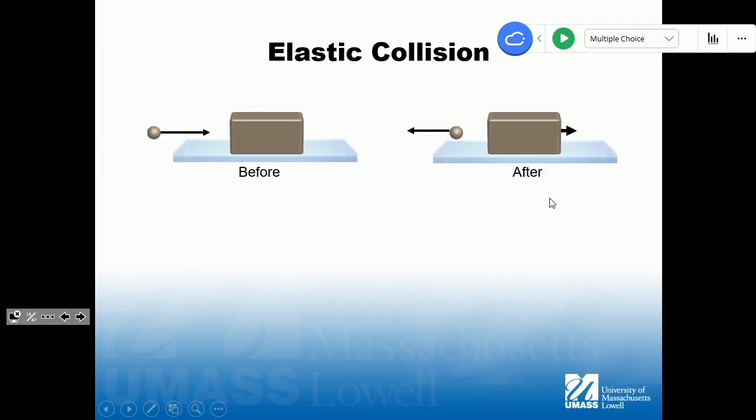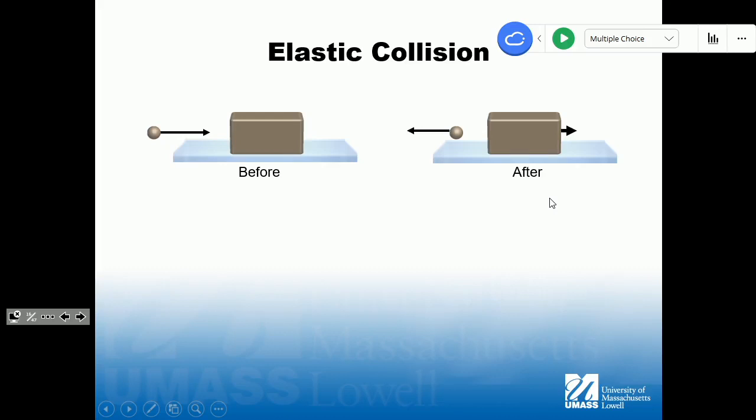Now, we come to discussing collisions. So the idea is momentum. Define the system and all the objects undergoing collision, so that all forces are observed. Now, when two objects actually collide with each other, there are two broad categories of collisions that can happen.